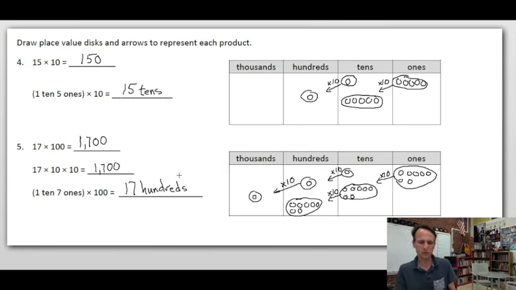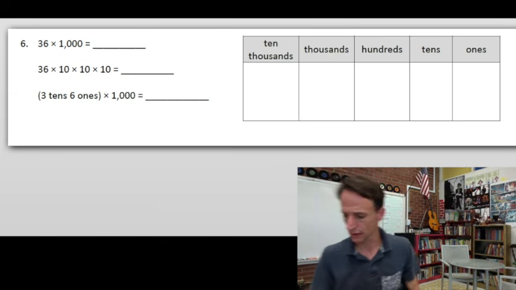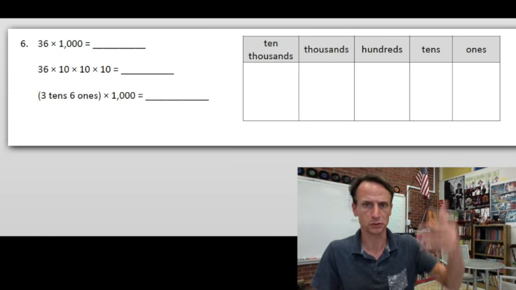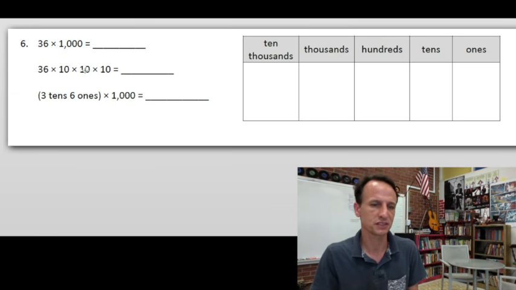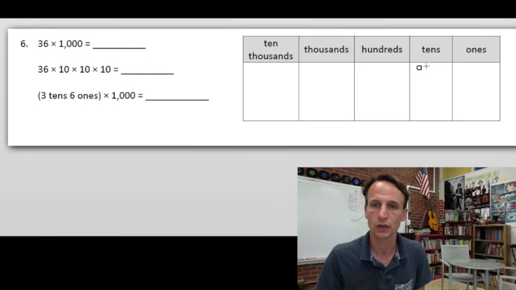All right, we're grooving right on through here. Let's go on. Number 6 is just like numbers 4 and 5. I just didn't have room to put it on there. Okay, so 36 times 1,000. Okay, so 36, we'll have to represent that in this first. We're going to have to write carefully here because we don't have a whole lot of room. And as you see, we have to multiply by 10 3 times. So 3 tens and 6 ones. 1, 2, 3, 4, 5, and 6.